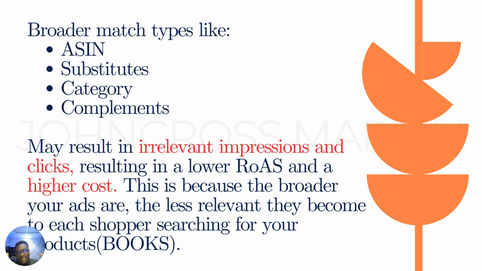So broader match types like substitute, category, and complement may result in irrelevant impressions and clicks. Yeah, because impressions and clicks work hand in hand. If your campaign is getting high impressions, there is a high possibility that the clicks will also be increasing in that direction. So when you use a broad match type like ASIN, substitute, category, there are times that people run ads and then they target a particular category. That is very broad. And also complement. All of this will result in irrelevant impressions. So your book will be massively seen, and the possibility of you accumulating a lot of unnecessary clicks will be high as well. So this results in a lower return on ad spend and a higher cost.